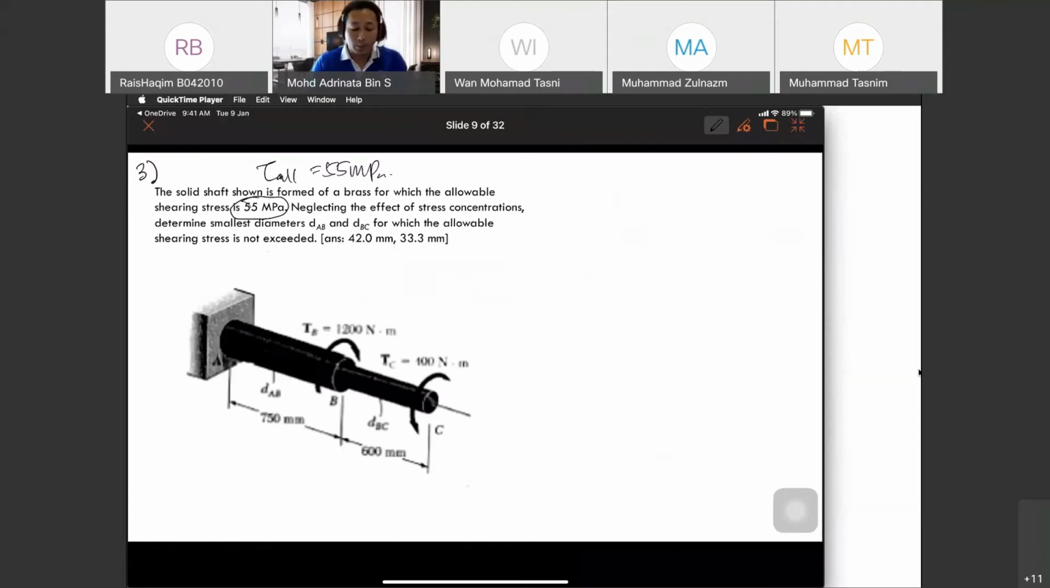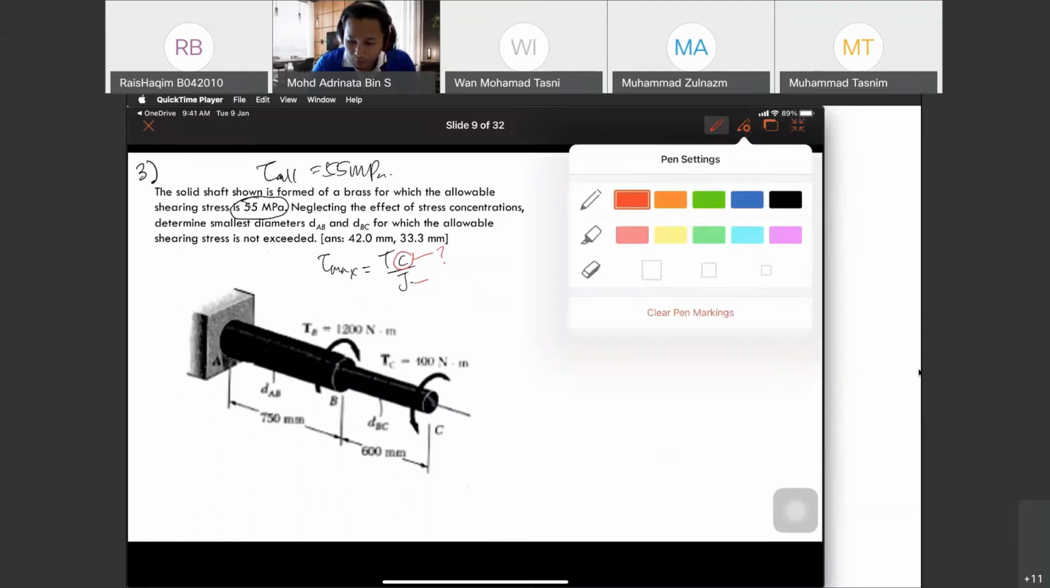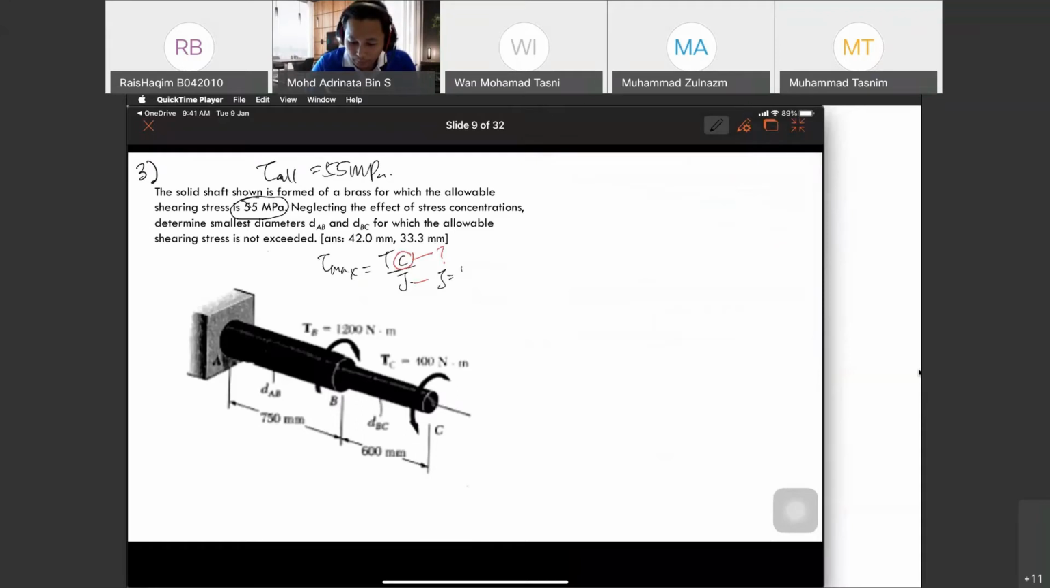Apa yang you ada? So kita ada equation tau max equals to TC over J. So C tu maximum lah. So dia suruh cari C lah. Okay, suruh cari C. Bila C kena cari, J equals to pi over 2 C to the power of 4. So C ni kena cari.